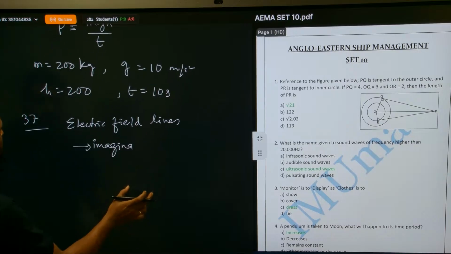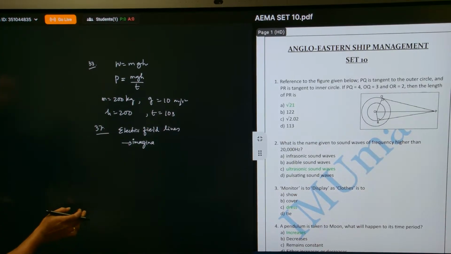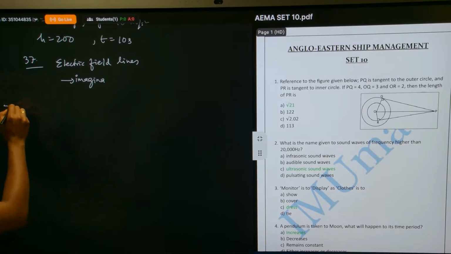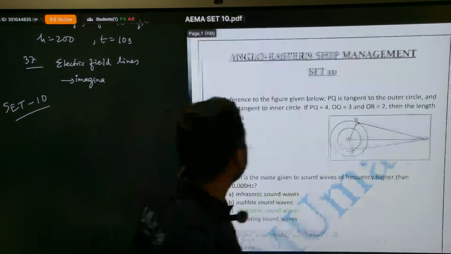Now, we just started this part. Okay. Set 10. Do it fast. The clock is ticking.